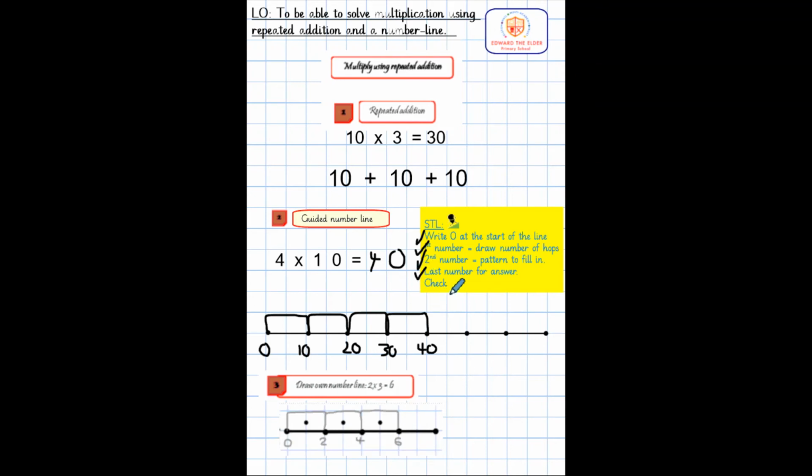Our last step is to double check our answer. So we've started by writing 0 at the start of the line. Using our first number, we've drawn 4 hops, 1, 2, 3, 4. And then with the second number, we filled in our pattern by writing our groups of 10. 0, 10, 20, 30, 40. We've then looked at the last number for our answer. So our answer is 40, and we've double checked it.